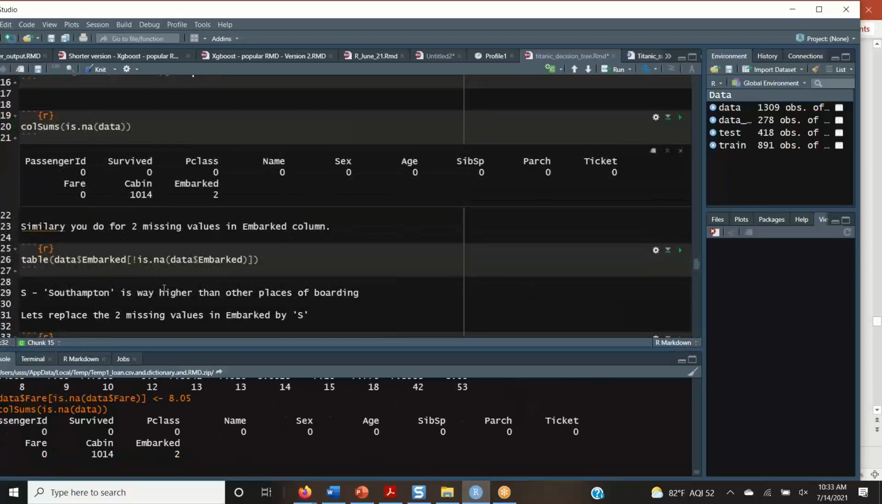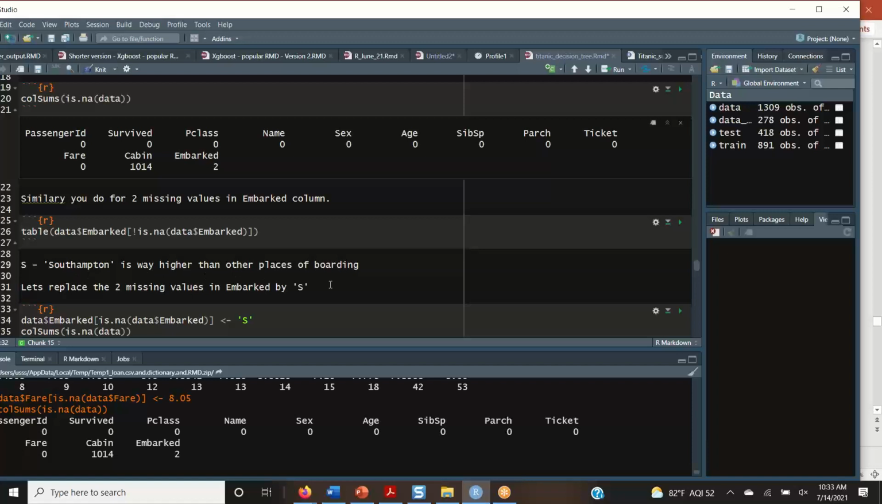Then none of them will be missing. What is going on? Southampton is way higher than other places of boarding. So let's replace the two missing values in embarked by S. Sometimes you can use the maximum likelihood method or the average method to impute the value. If it is a continuous variable, use the average method. If it is a qualitative variable, you find out which is the most likely class, and you can attribute that. Southampton has a lot more data for this.